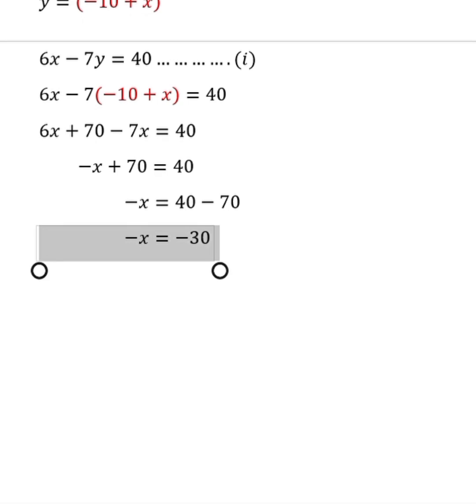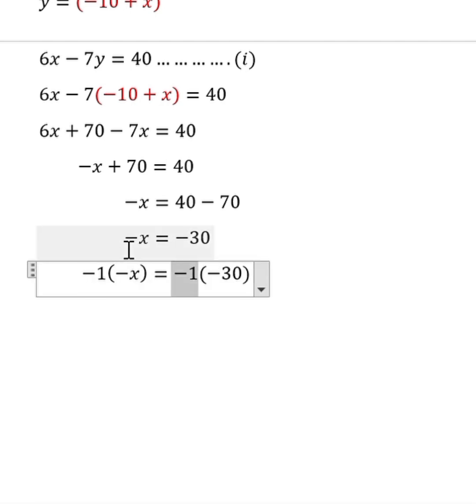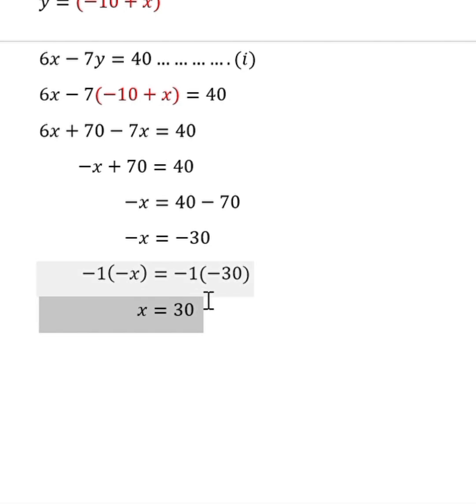But we want x, we don't want minus x. So the only way we can get out of this is either we multiply both sides by negative 1, or we divide both sides by minus 1. I've decided to multiply both sides by minus 1, and when we do that, we shall have it look like this, such that minus 1 times x gives us x, and then minus 1 times negative 30 gives us 30. That means our x is 30.